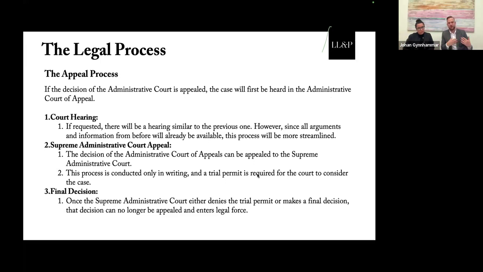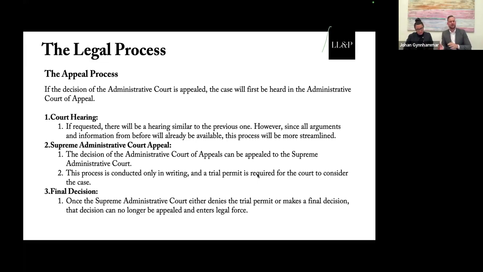pretty much the same. When you appeal to the Administrative Court of Appeal, there will be a court hearing. You will have a possibility of written exchange before that. You will also be assisted by your public lawyer at this point as well. But since all the information have already been provided in the first court, since you have already heard your witnesses and you have already sent your evidence, it will be a much more streamlined process. It will be shorter, it will be more into the certain facts in the case.